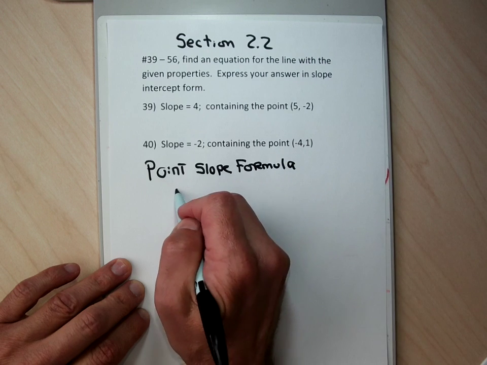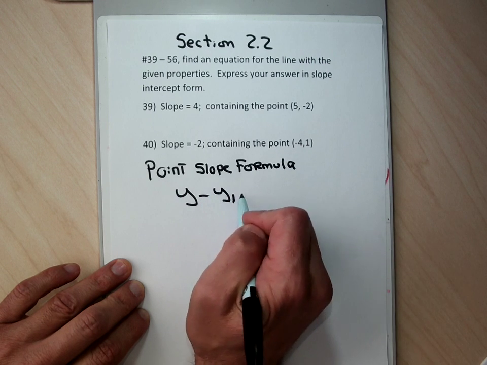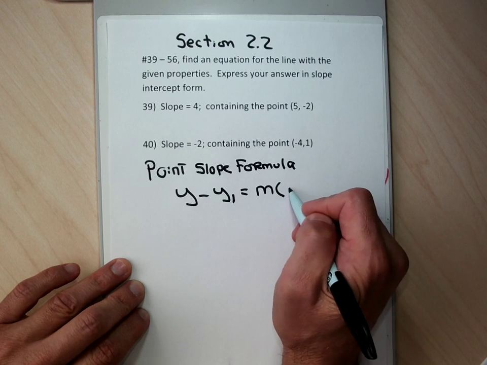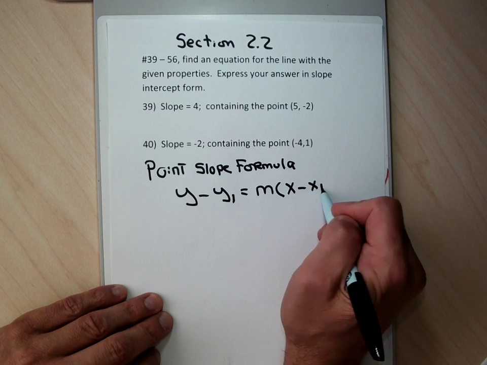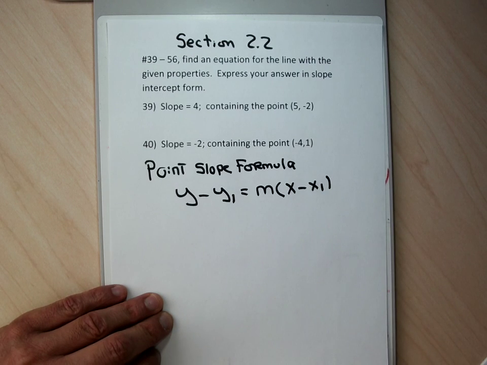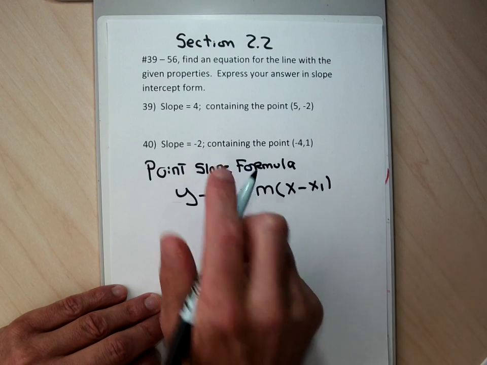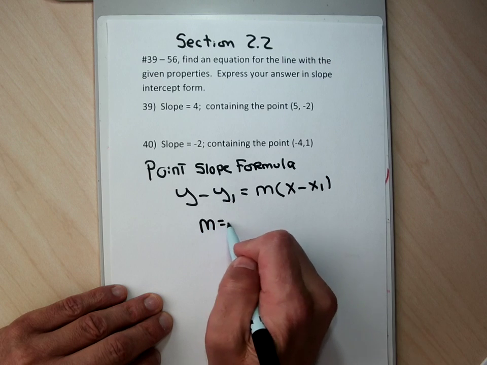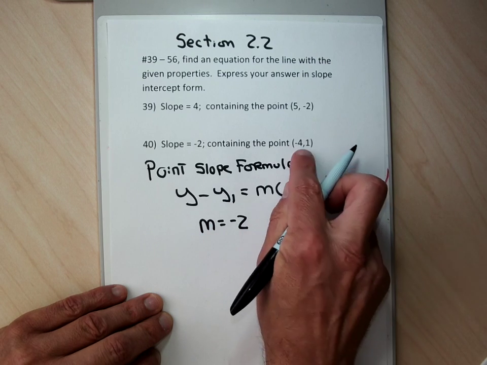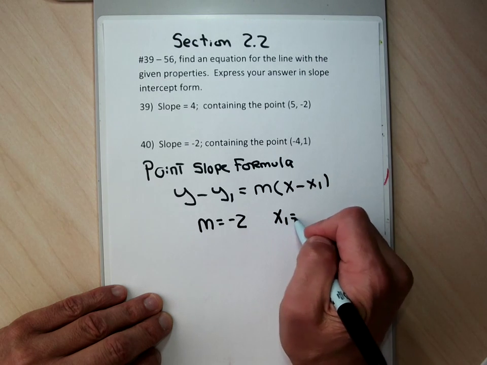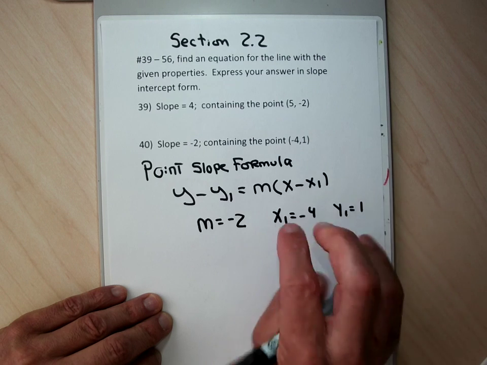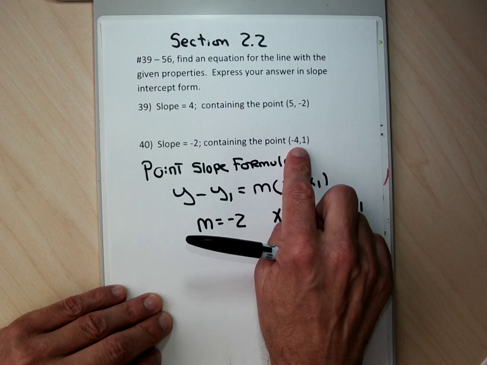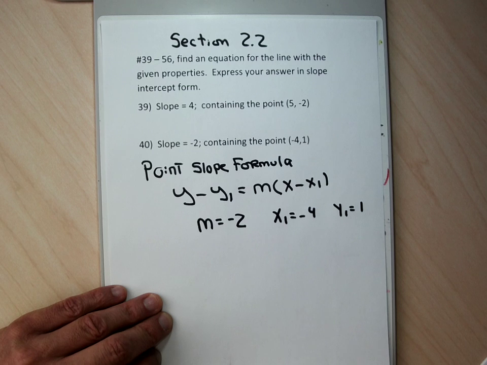And the point-slope formula is y minus y1 equals m times x minus x1. So for problem 40, to find the equation of the line that passes through the point negative 4, 1 with a slope of negative 2, I'm going to plug m equal to negative 2 into the formula, and I'm going to plug x1 equal to negative 4 in the formula, and y1 equal to 1 in the formula. x1 and y1 are the x and the y coordinate of the first point that's given. The slope is the m.